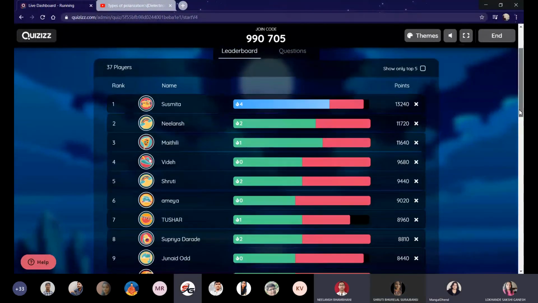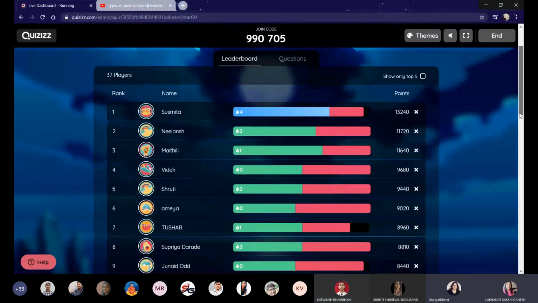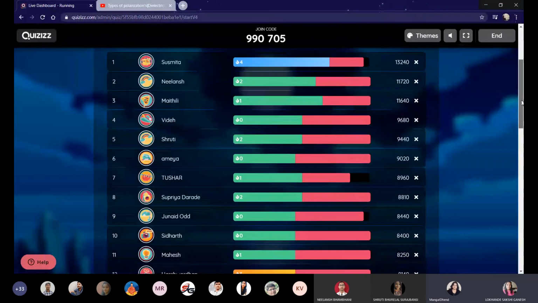Okay. Now, congratulations to all the students who could give this test. Heartiest congratulations to Sushmita, Nilash, Maithili, Vidya, Shruti, Amay, Tushar, Supriya, Junaid and Siddharth. Just give them a big hand, students. Dear students, all of you, give them a big hand. Very good.